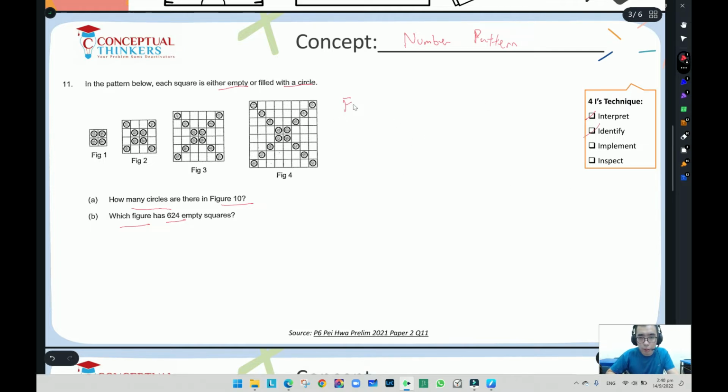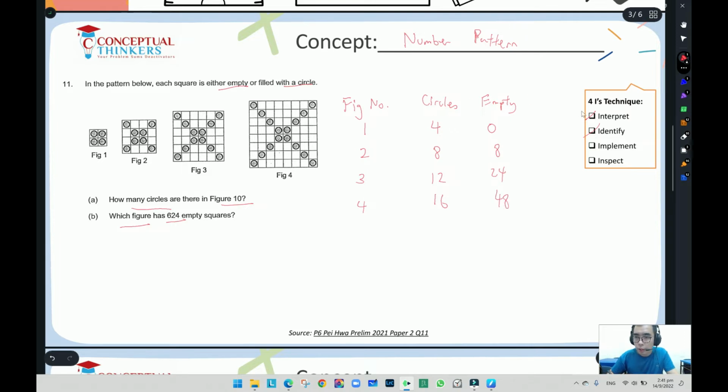So what I'd like to do is write the comparison in this manner. Put figure number, then circles, then also the empty space. For figure 1 there will be 4 circles, then 0 empty space. For figure 2 we're going to have 8 circles and 8 empty space. For figure 3 we're going to have 12 circles, 24 empty space. Figure 4 we're going to have 16, then we have 48 here.